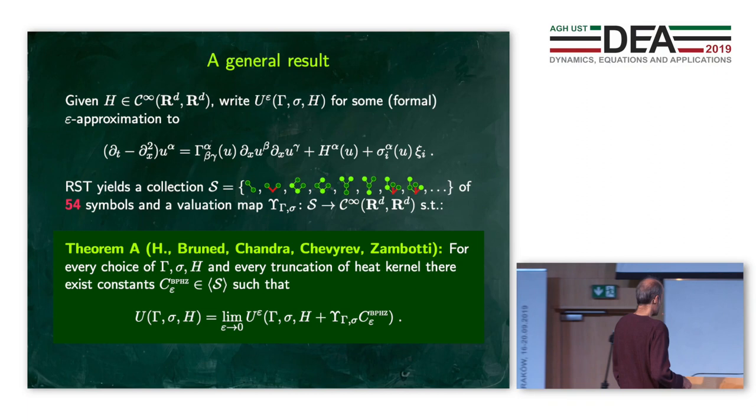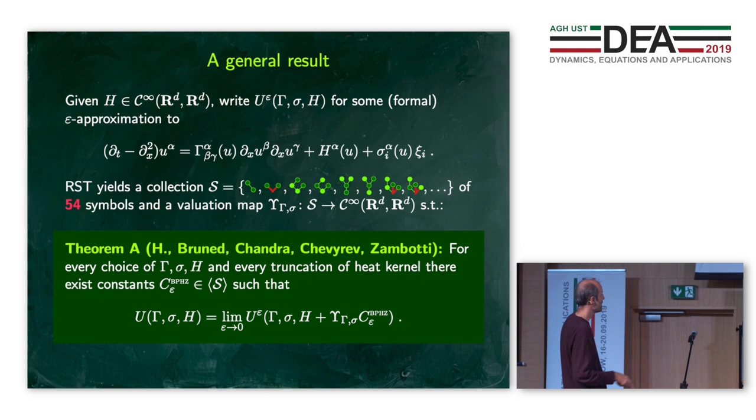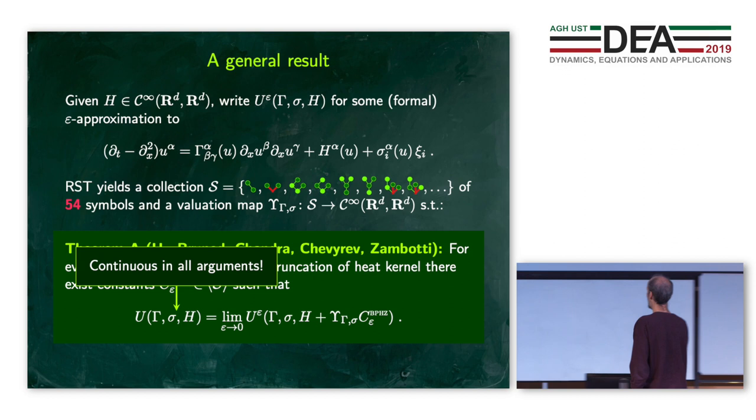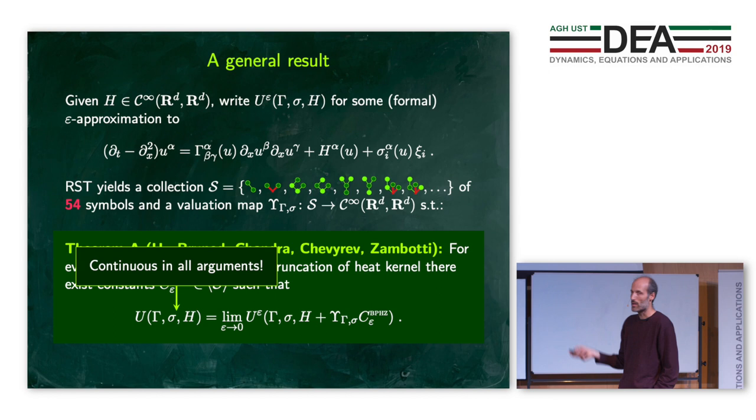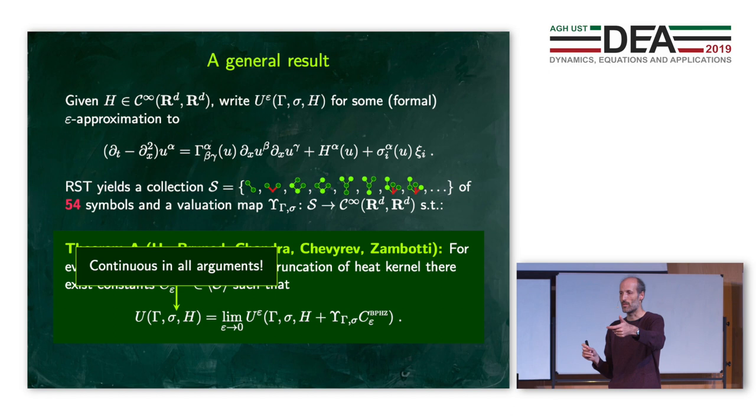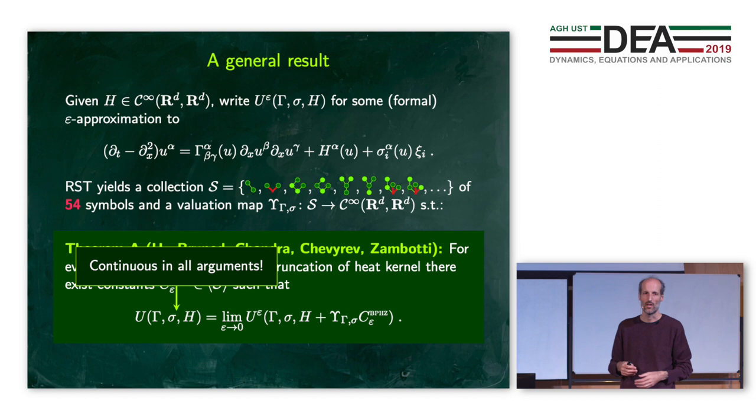Now, I want to make two remarks on that still. The first remark is that the limit that you get is actually extremely stable. The limiting object is really continuous in all arguments, and it's continuous in a strong sense: on the right-hand side, you could make these gammas and sigmas depend on epsilon, and as long as they converge to a limit in some topology of sufficiently smooth functions, this limit is the same as the one you get if you fix them to the limiting values to start with, which is not obvious, right?